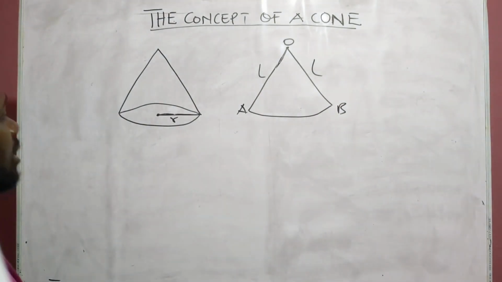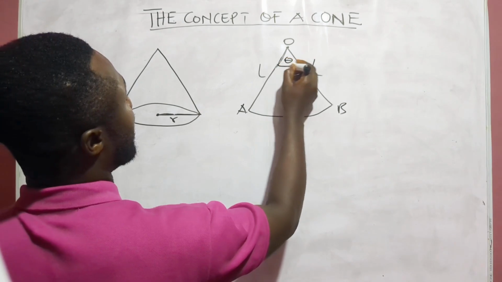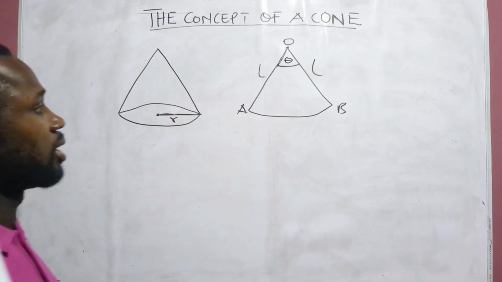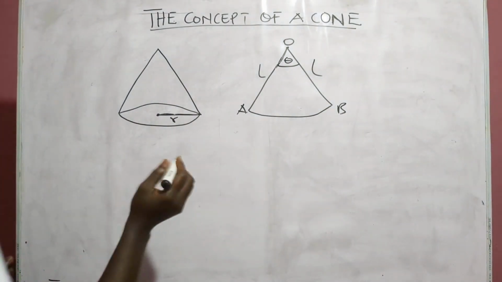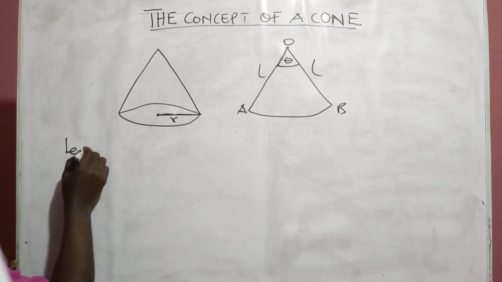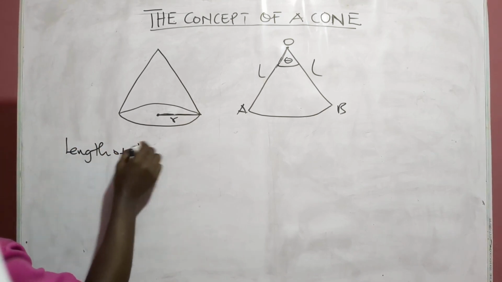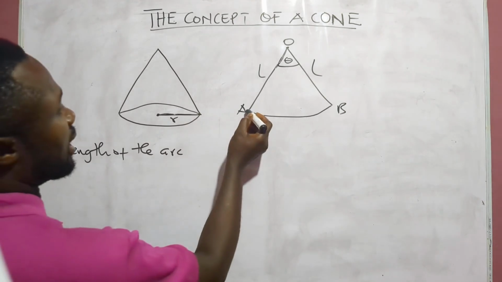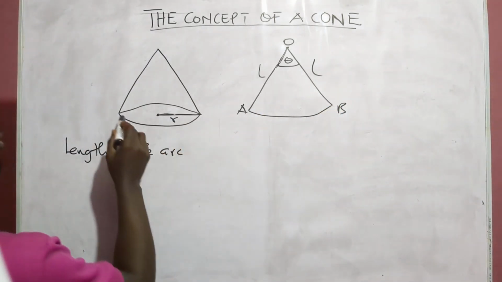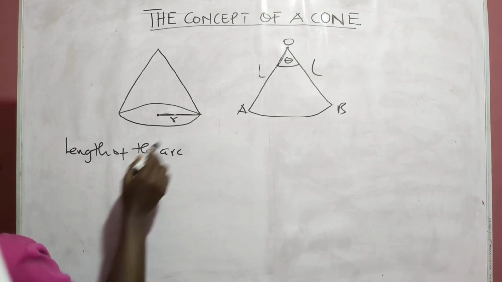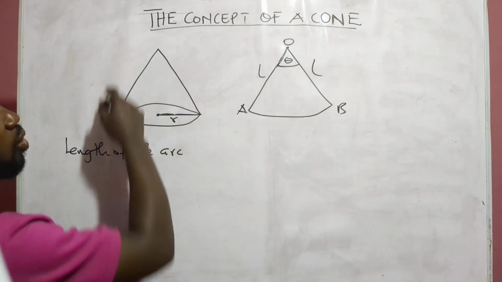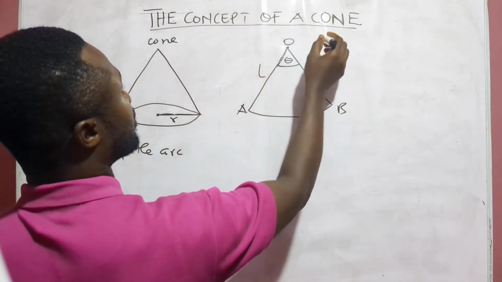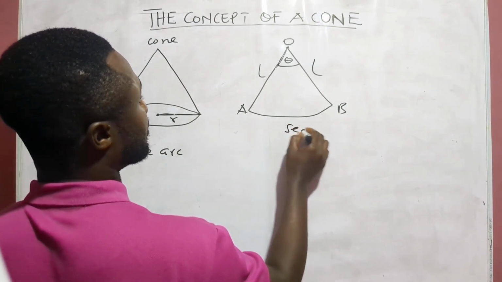Let's say that the angle at the center of the sector is the angle theta. If that happens, then the length of this arc of the sector is equal to the circumference of the base of the cone. So our cone is here, and this is our sector.